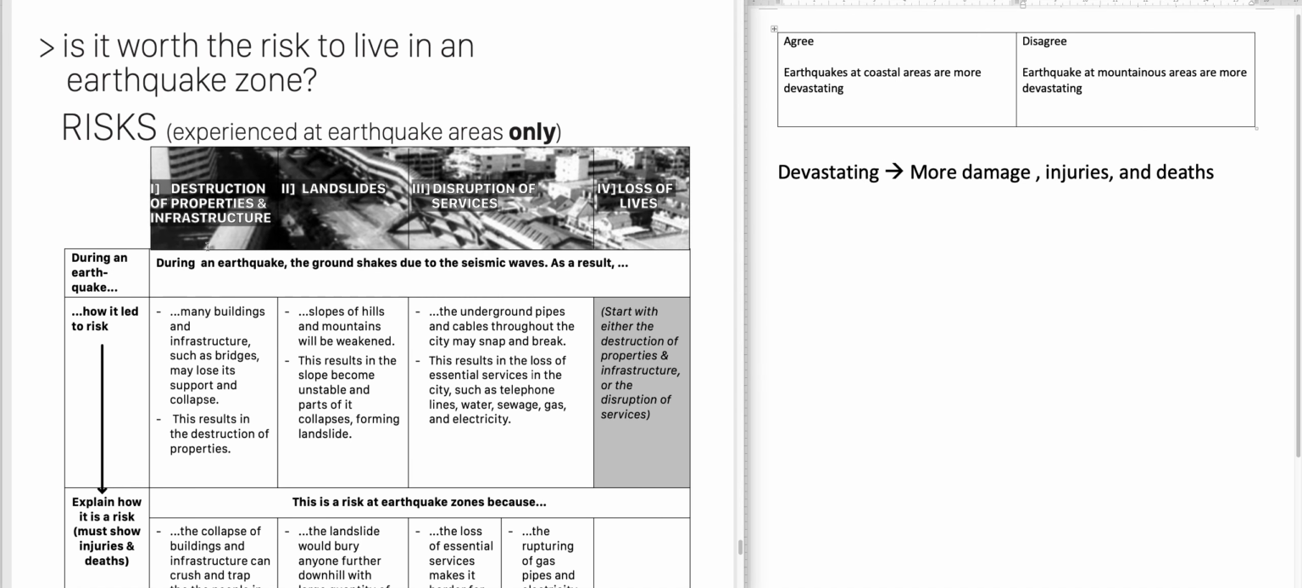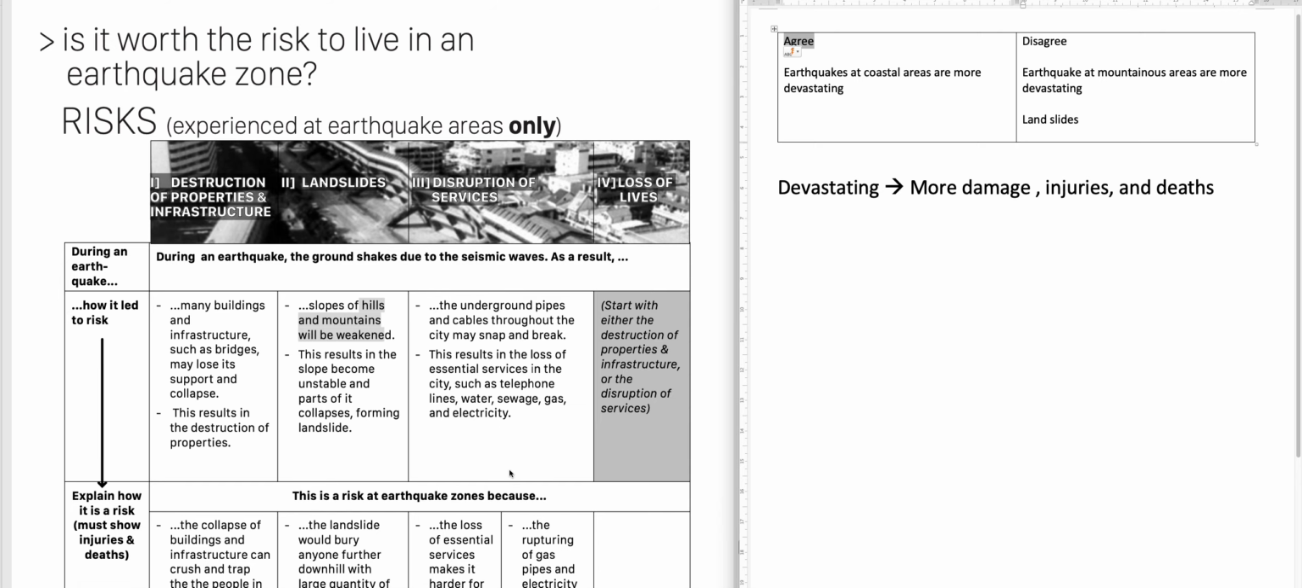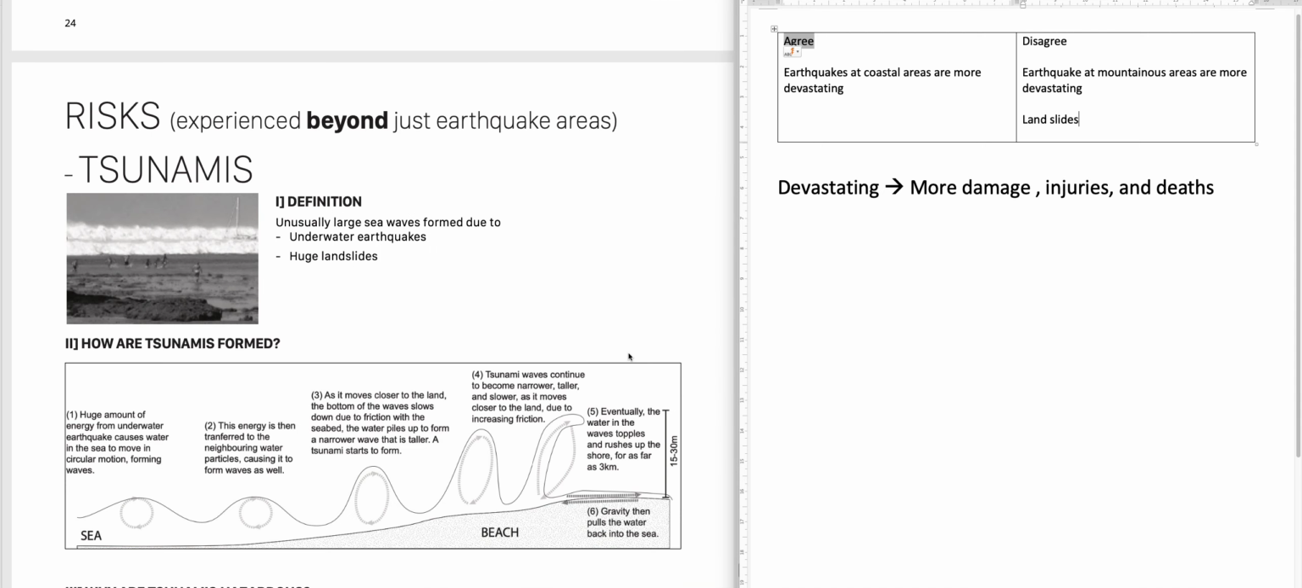So there's destruction of properties. Does it happen specifically to coastal or mountainous areas? Not really, it happens everywhere. What about landslides? Landslides tend to happen more on hills and mountains, so I can use this here. Talk about landslides to show why mountainous areas are devastating. Disruption of services, nothing new, it happens everywhere. Loss of lives happens everywhere, so it doesn't make it more destructive.